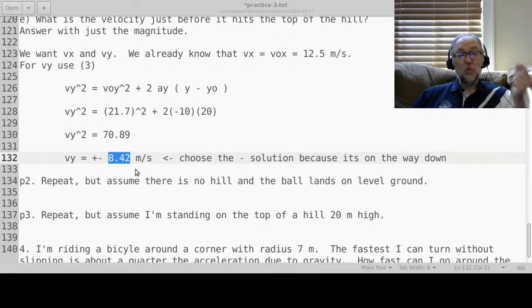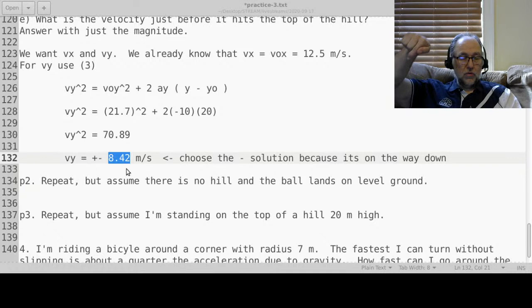In fact, in this case, we want the negative value. Why? Because Vy is going down. You might say, what's the positive value? That's the Vy when it passes the 20-meter mark on the way up. On the way up, it's going to be traveling with a Vy of positive 8.42. On the way down, when it's about to hit the top of the hill, it's traveling with negative, or downwards, 8.42 meters per second.